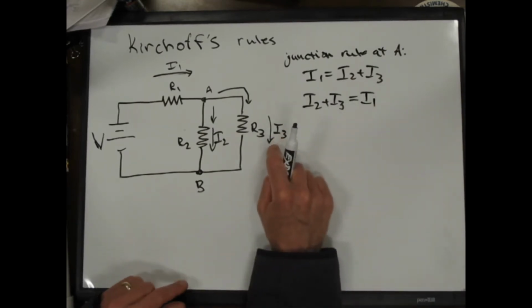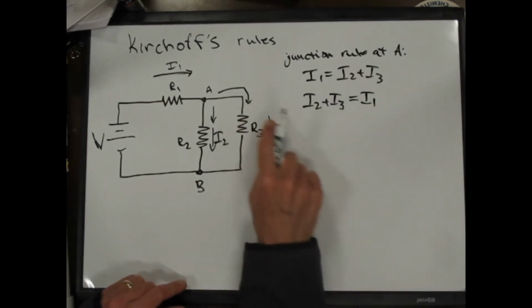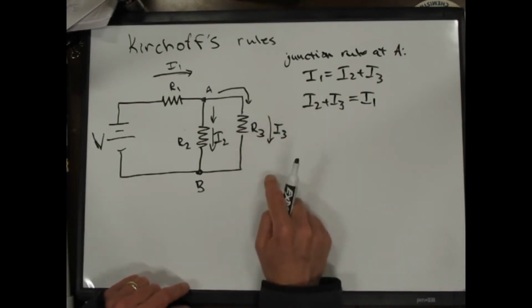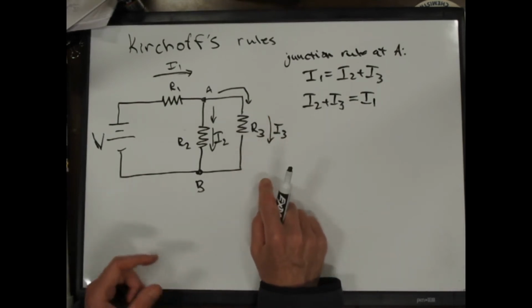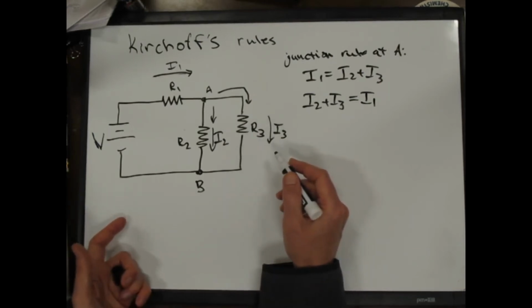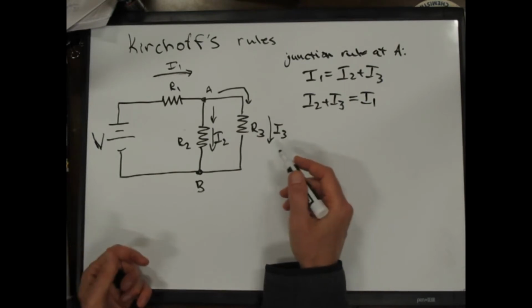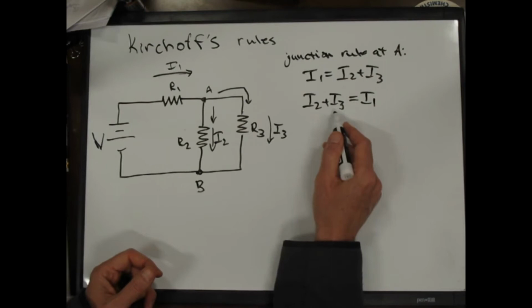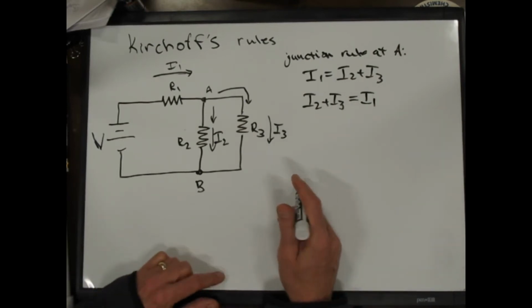But if you pick a direction wrong, then when you solve, at the end that current will come out negative to tell you that it was actually going the other way. Normally it's pretty easy to tell which way the current's going, but not necessarily in a really complicated circuit. And if you use Kirchhoff's rules correctly, it doesn't matter how you pick it. If you pick it in the wrong direction, it'll come out negative to tell you it went the other way.